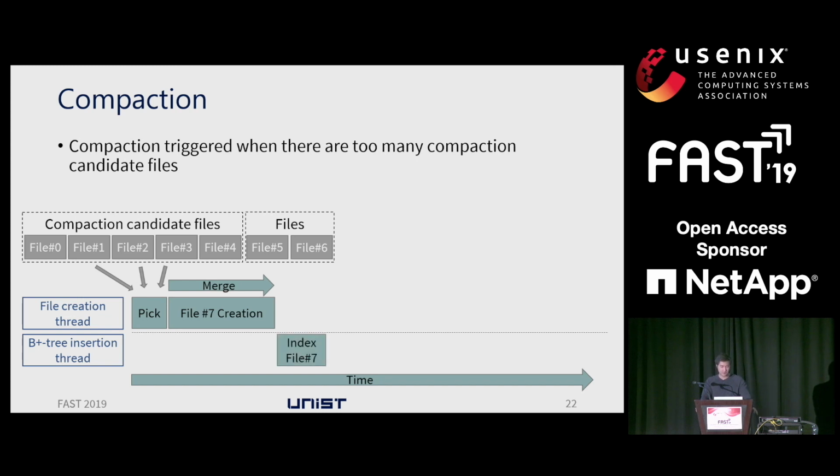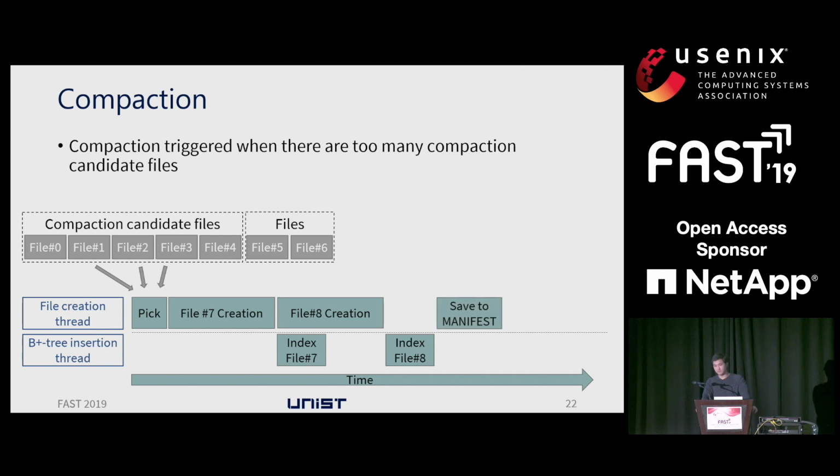While the B+ tree insertion thread does its insertion, concurrently, the file creation thread continues the merging and creates a second file. It goes on until the last file finishes inserting the indexes into the B+ tree. After it's done, we save all the metadata to the manifest file. After saving it to the manifest file, we validate that the compaction procedure is finished.